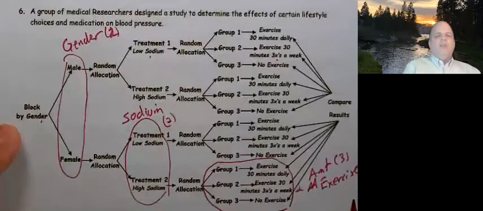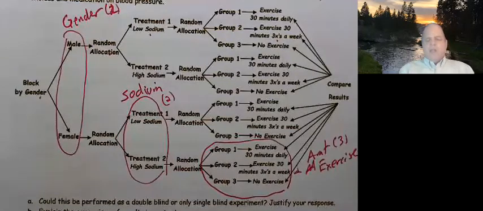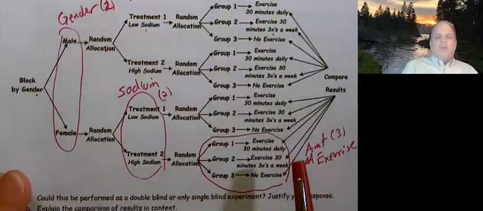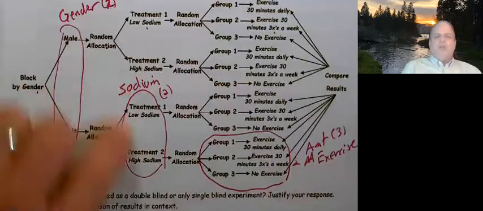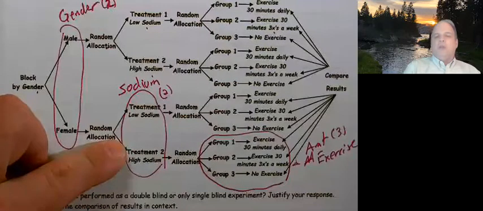Well, the question is, could this be performed double blind? Well, remember, to be double blind, neither the data collector nor the person who's a member of the experiment knows their treatment. On the sodium, the data collector and the person being studied may not know whether they have a high sodium or low sodium. That might be able to be disguised.